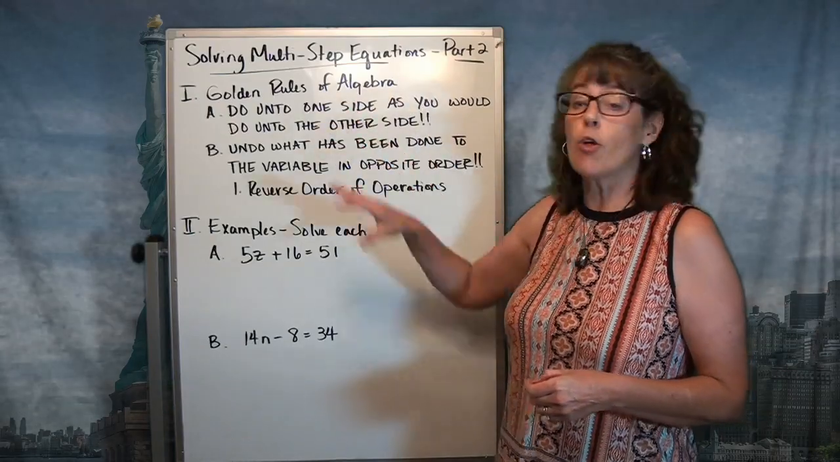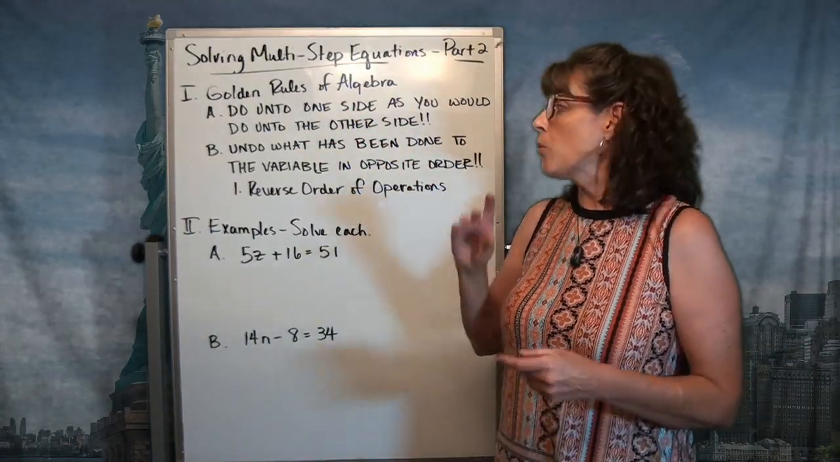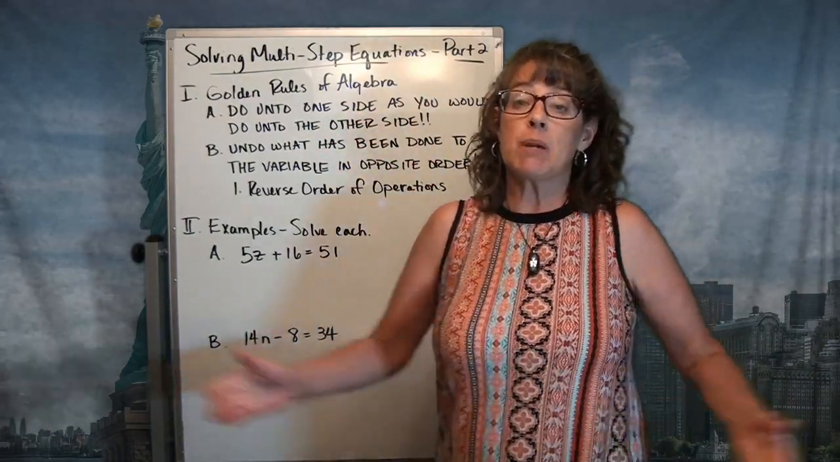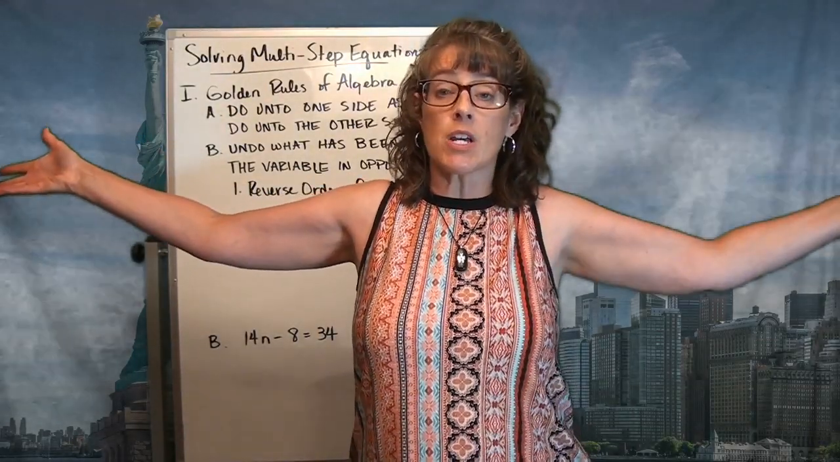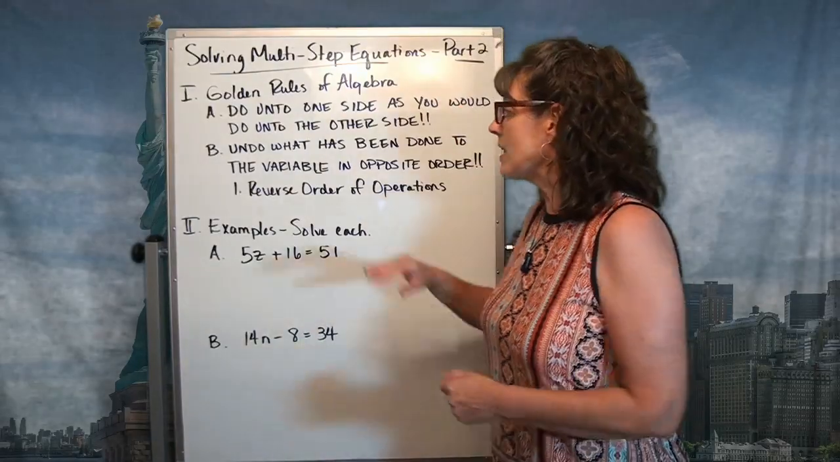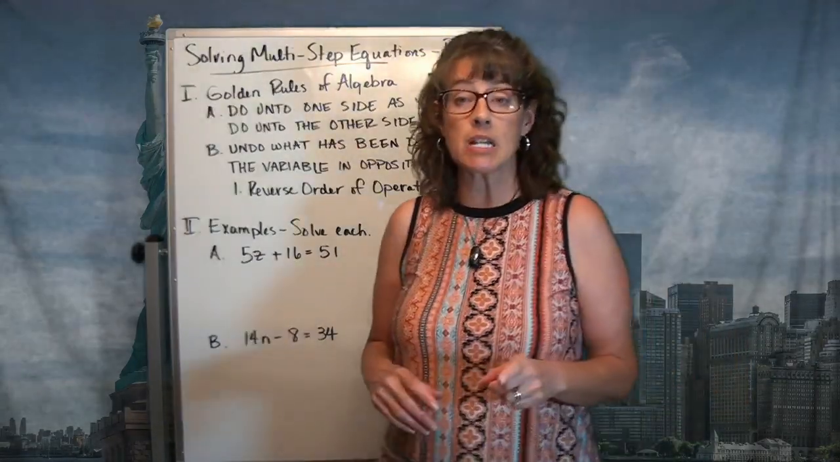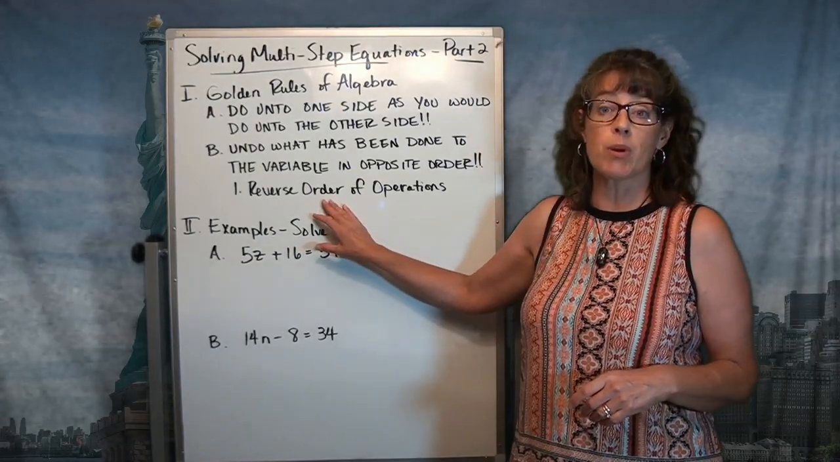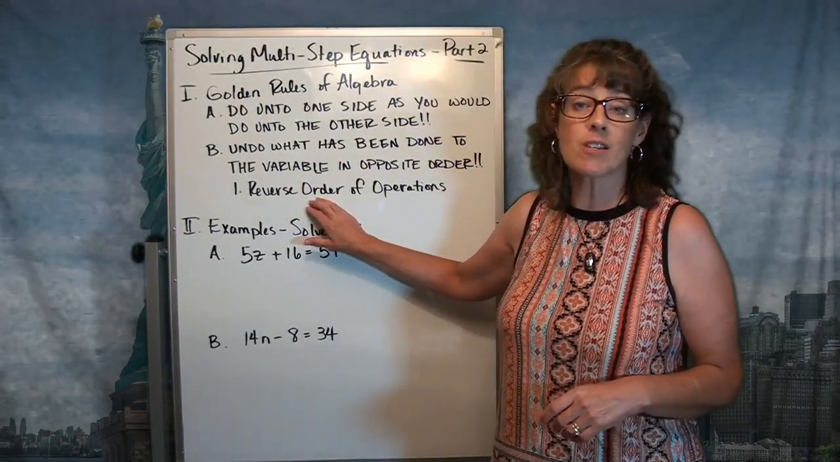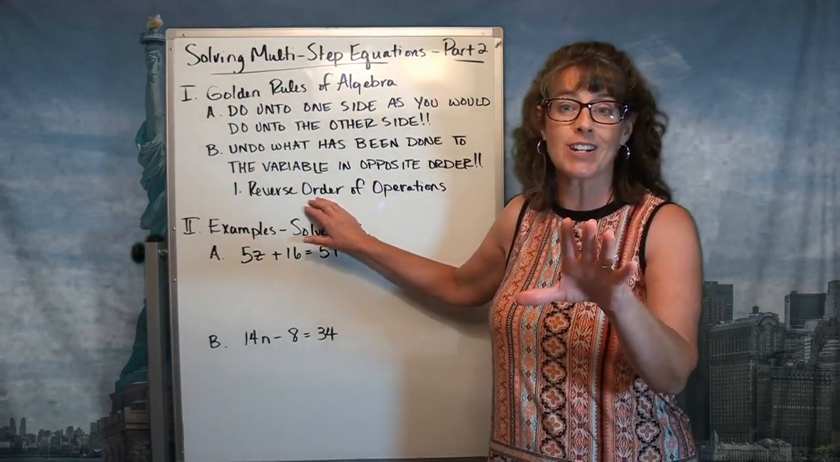But we need to recall those golden rules of algebra. The first one being that because this is a pan balance, what we do on one side, we have got to do on the other side to keep it all balanced out. And the second one being that we're going to undo what has been done to the variable in opposite order. In other words, we're going to reverse the order of operations. We've not seen this come into play yet. Now we're going to see it.